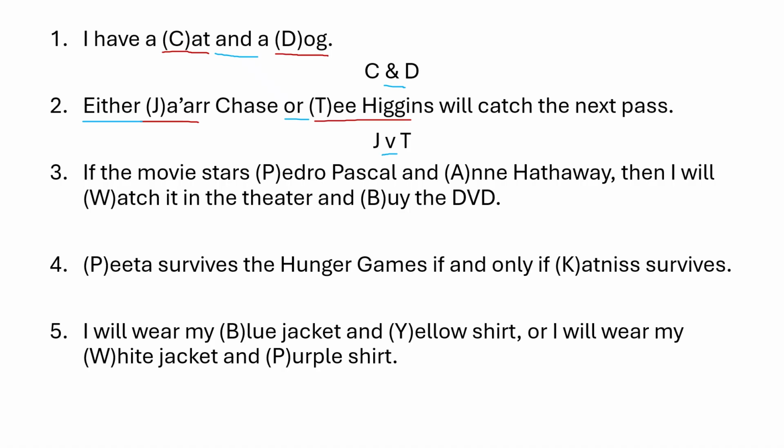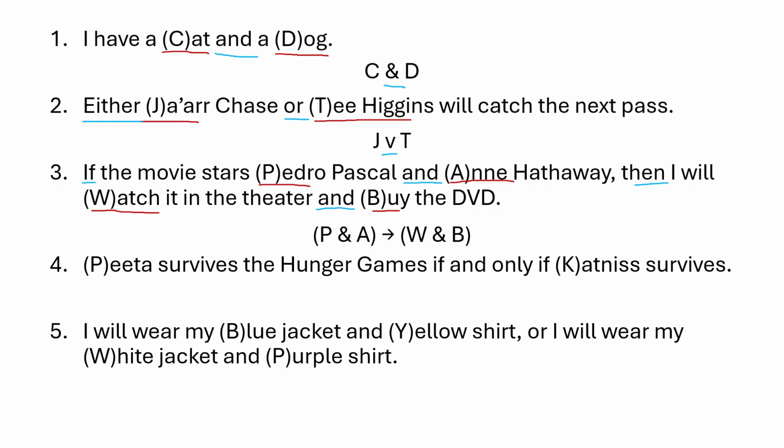Looking at our third one, since I've got the blue already turned on, let's look for our connectives. We've got an if-then statement. We've got an "and" here, and we've got another "and" here. So we should expect to see two ampersands and an arrow. And then if we're looking at what our propositional letters are, we've got P for Pedro Pascal, A for Anne Hathaway, W for watching the movie in the theaters, and B for buying the DVD. So to symbolize this one, we have P and A together, and then W and B connected by the arrow.